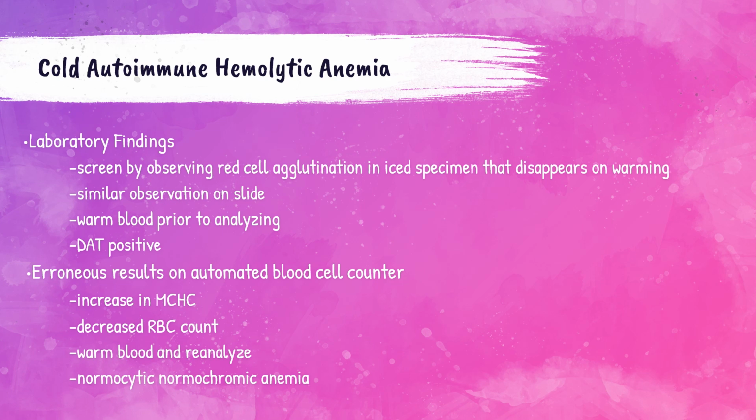The way to combat this is to warm the sample up. So warm it to 37 degrees Celsius for around 15 minutes, then immediately rerun it, and that MCHC value will correct and the results will be able to be reported out into the patient's chart.